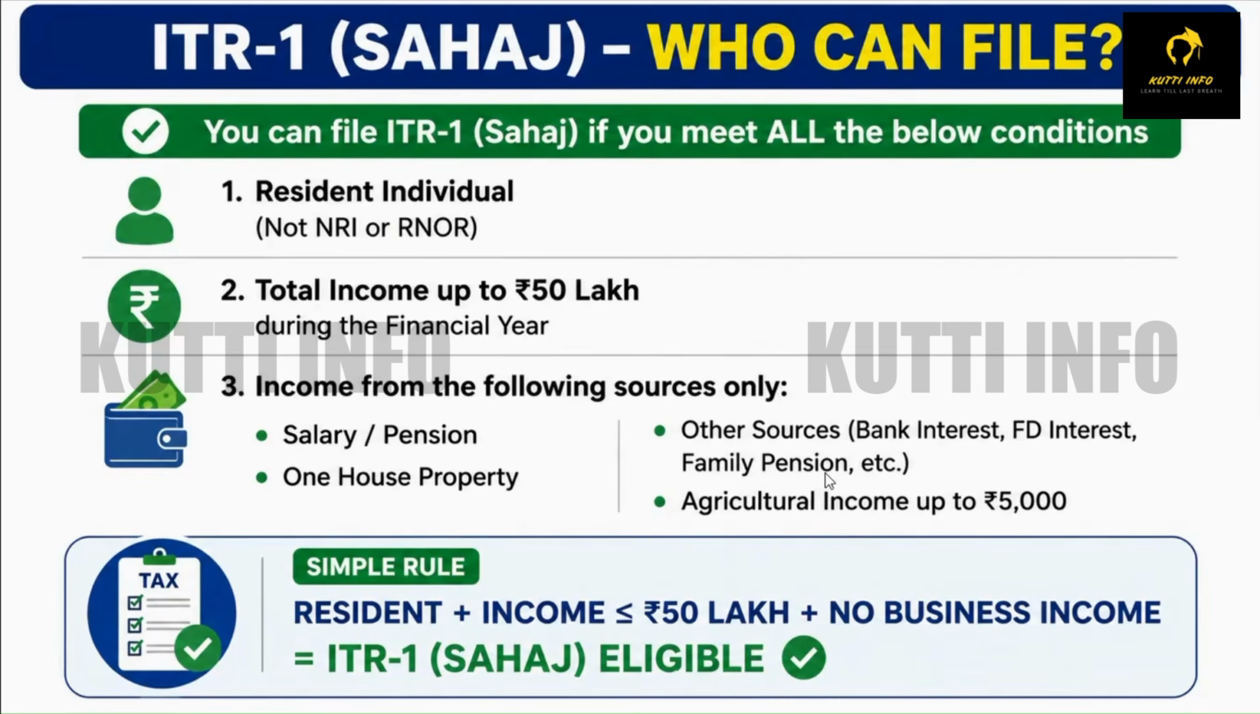So for ITR-1, there are some criteria. ITR-1 is available only for a resident individual, which means they should be Indian, not NRI or RNOR, and their total income up to 50 lakhs. The source of that 50 lakhs should be salary or pension or income from one house property, or other sources like bank interest, FD interest, family pension, etc. And agricultural income up to 5,000. If anyone falls within these criteria, they can file their ITR-1 straight away.